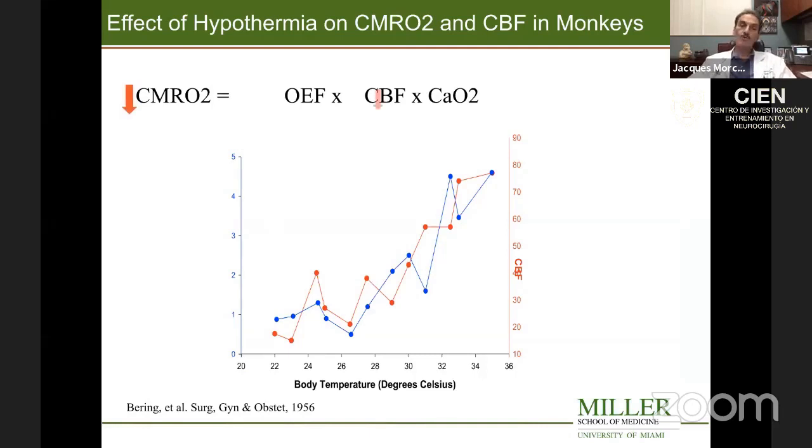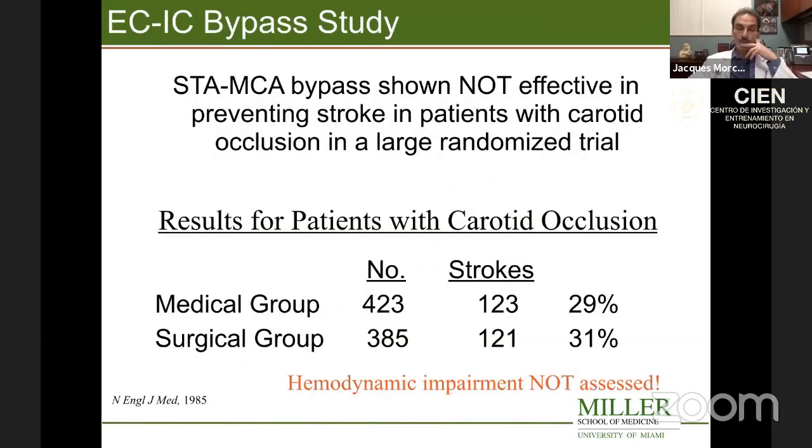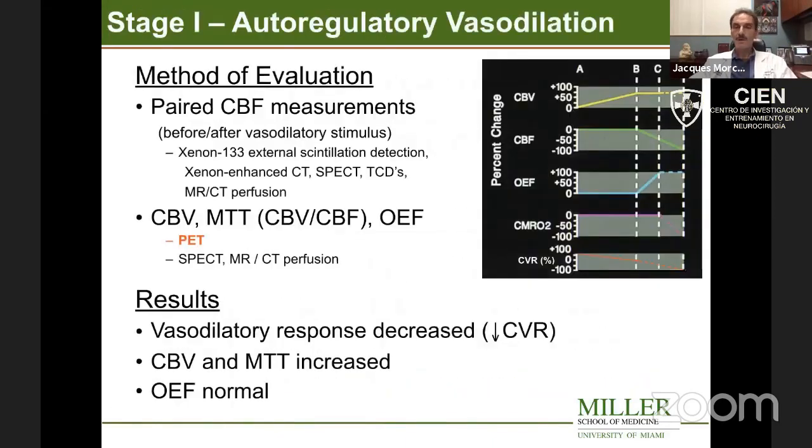And if CMRO2 were to drop, with CBF dropping, OEF would stay the same. And this is oxygen carrying capacity. And of course, that changes with temperature, which is why hypothermia is used for treatment. The first bypass study of 1985 showed that bypass was not helpful in the case of carotid occlusion compared to best medical therapy. But back then, that study had not looked at the physiology of patients.